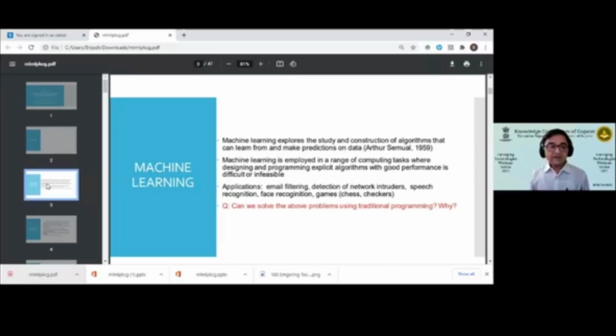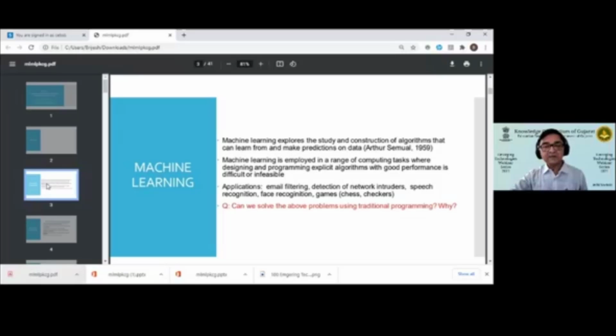The basic outline is we'll talk about machine learning, then we'll talk briefly about natural language processing, and then we'll talk about various natural language processing problems which can be solved using machine learning techniques. So let's begin with what machine learning is.